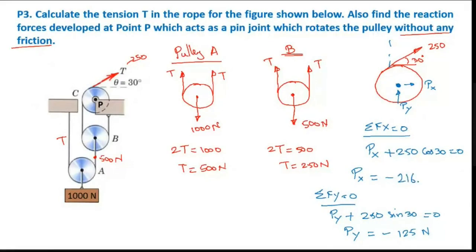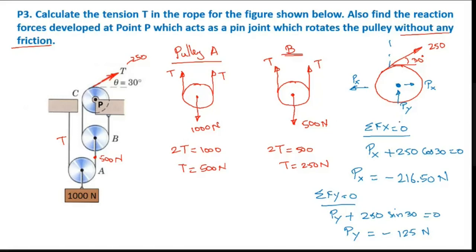Okay, 216.50 Newton. Very good. So the negative indicates that the reaction direction I chose is opposite. You can see that I considered Px as right-hand side, but actually it is not. So the answer shows negative, which means Px is in this direction. This is the real direction of Px.